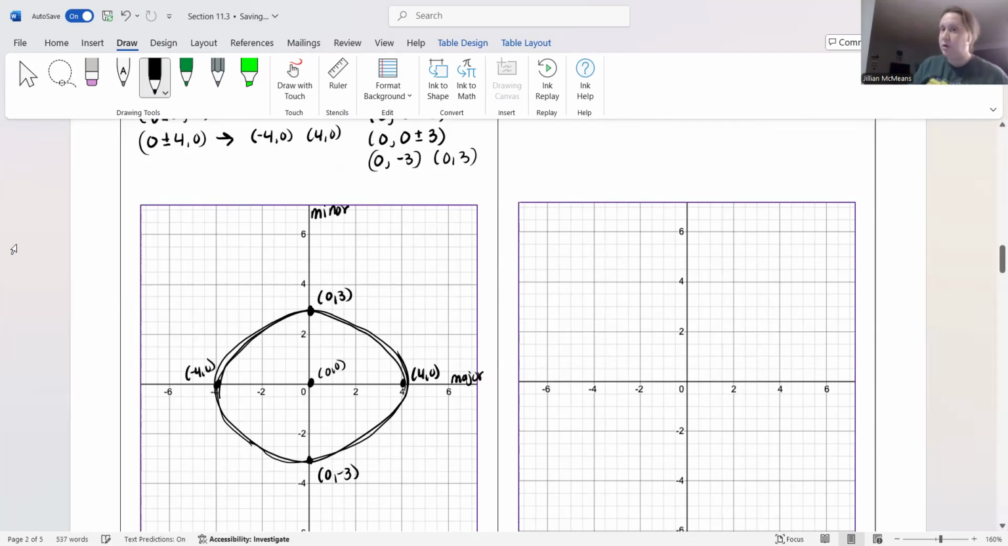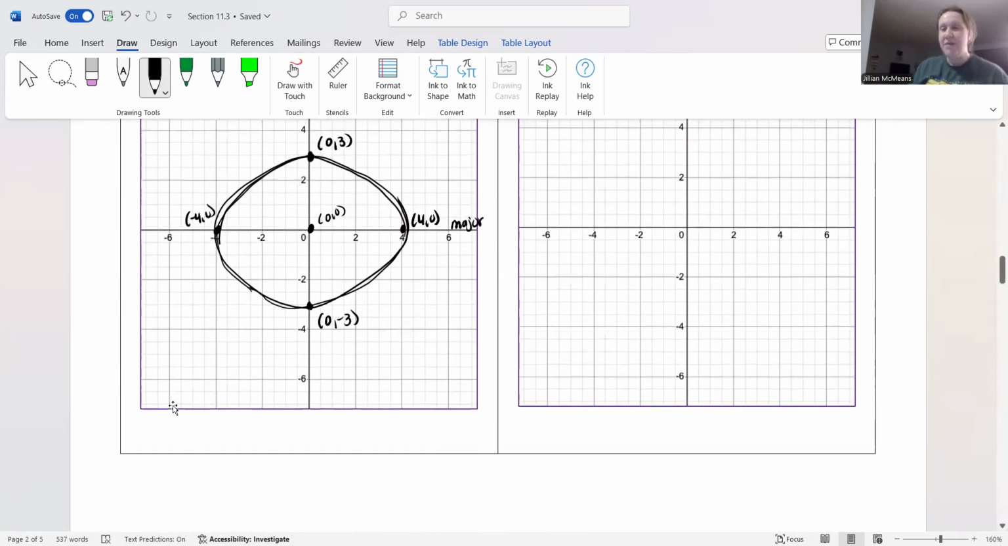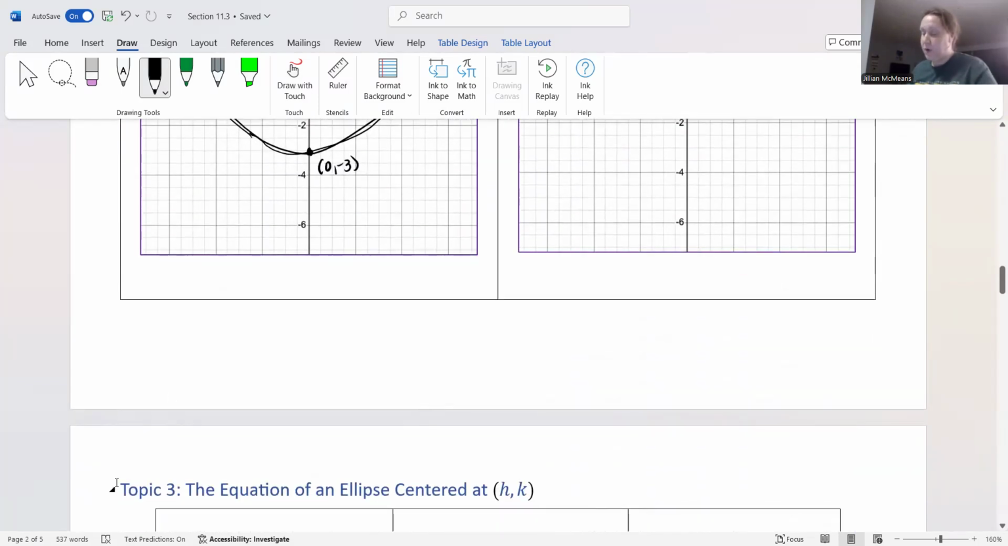And the foci we have to do some work for, okay? So do I have room? I haven't given myself a load of room here, so I'm going to scoot down here for the foci. Okay, so the foci. The first thing we need is C, okay?